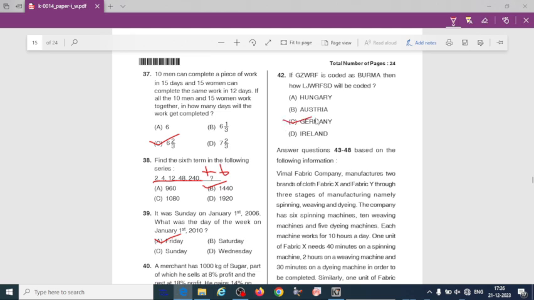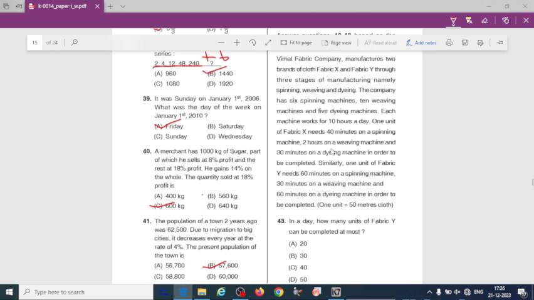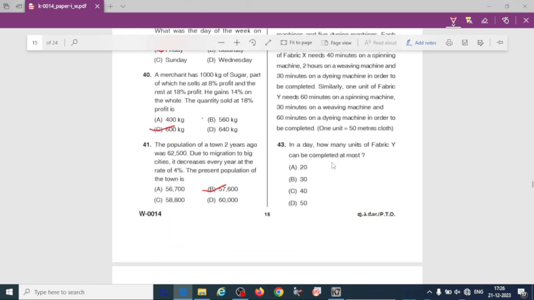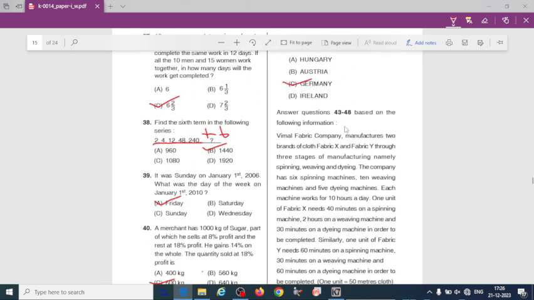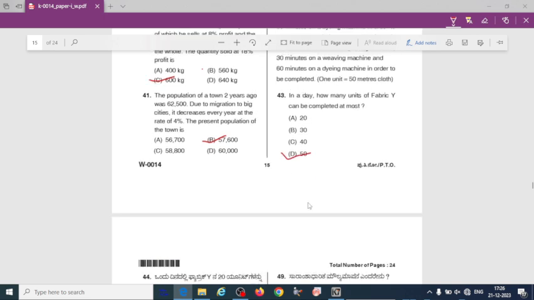So here they have given data, then you have to read it carefully and answer the questions. 5 questions you have to answer. In a day, how many units of fabric Y can be completed at most? 43. Option D.